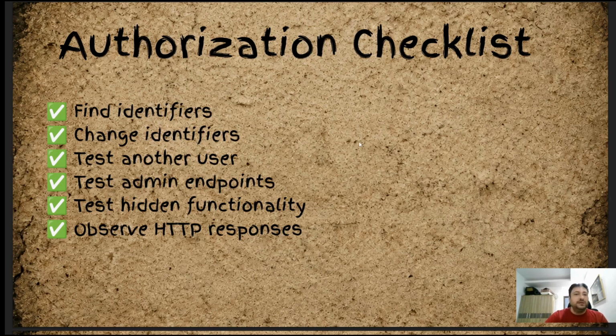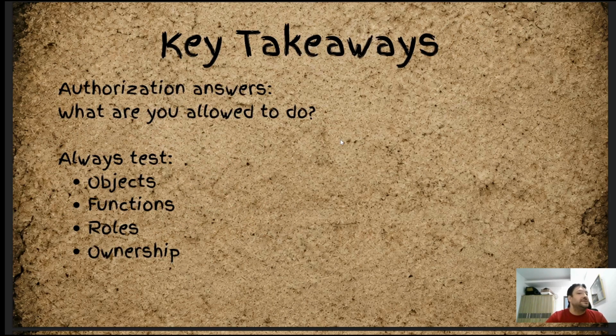Okay. So here are my key takeaways. Authorization answers, what are you allowed to do? Right. So always test your objects. Always test your functions. Check the roles. Check the ownership. There have been times where I've been able to change my role from a user to admin, or from a 1 to a 2, and things work out. They really do.